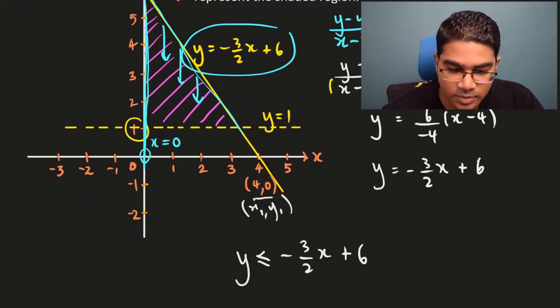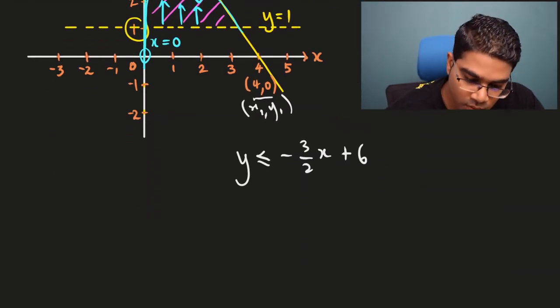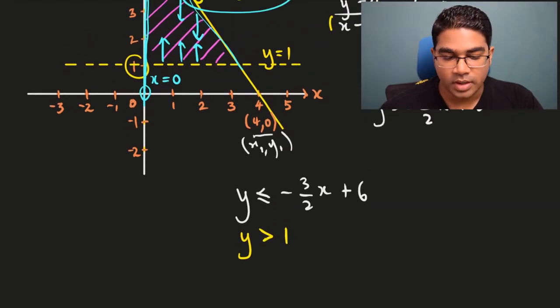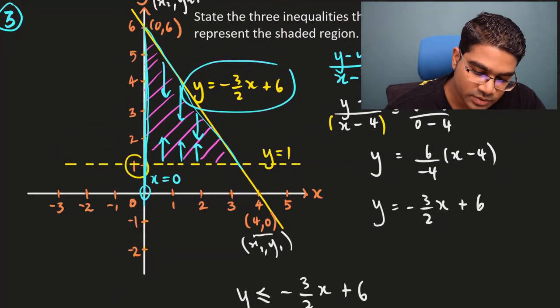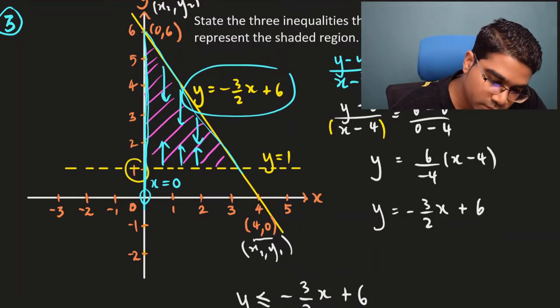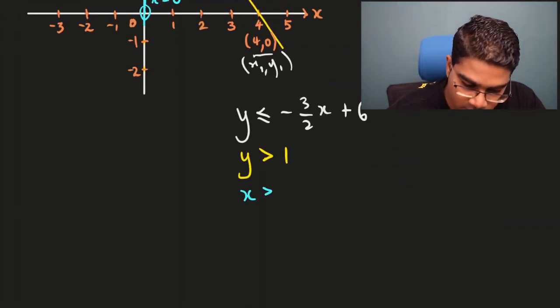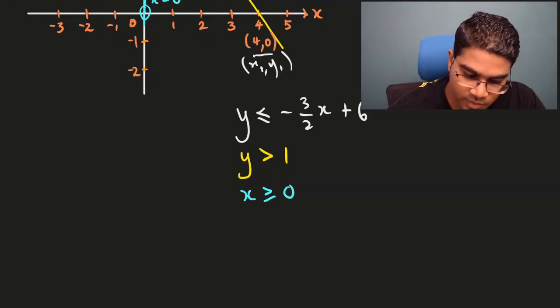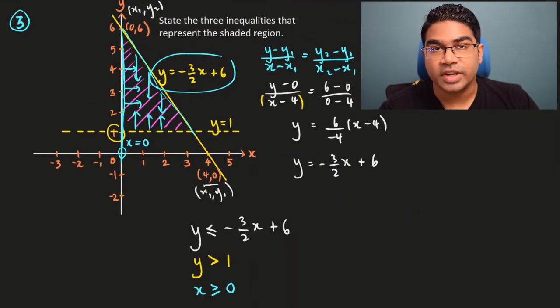Let's look at the dotted line now. This line is y equals 1, but the shaded region is above the line, so this becomes y is more than 1. This time it's just more than 1 because it is a dotted line. Then the third boundary is the line x equals 0. Looking at x equals 0, the shaded region is towards the right, so this becomes x is more than or equal to 0. So these are the three inequalities that represent this shaded region.